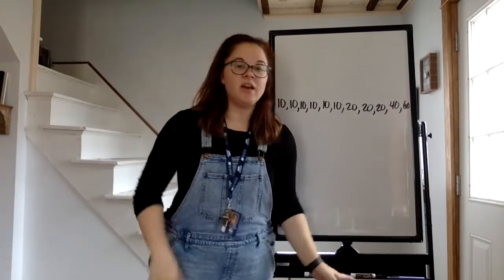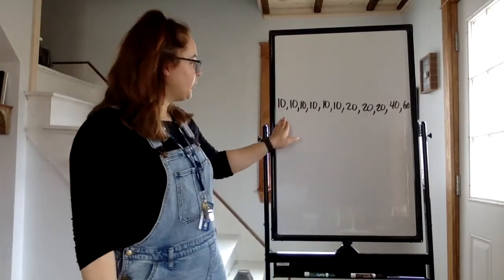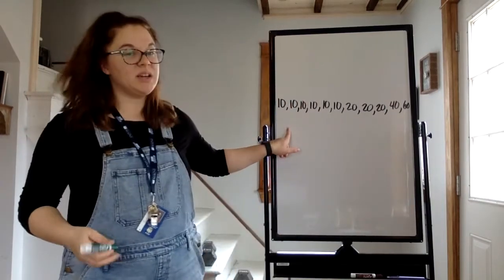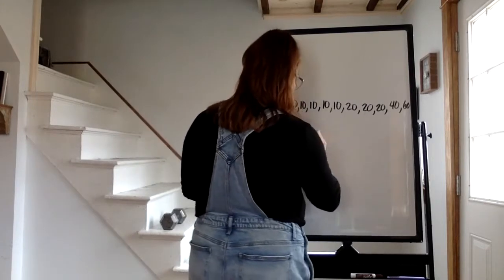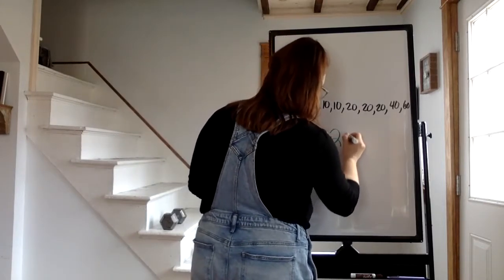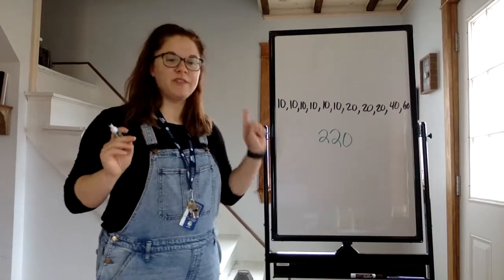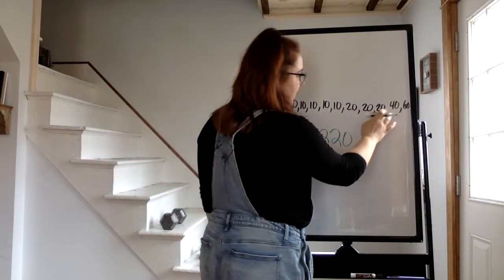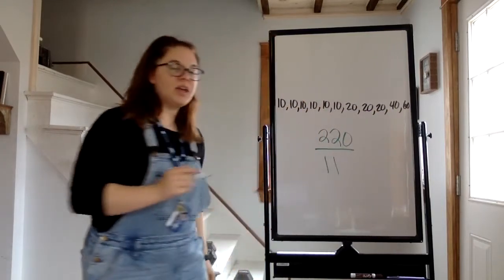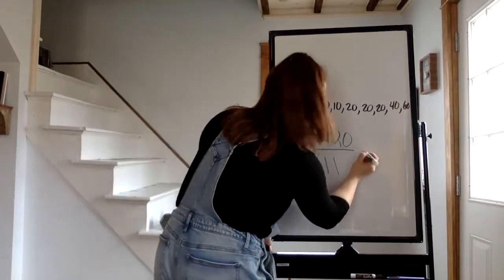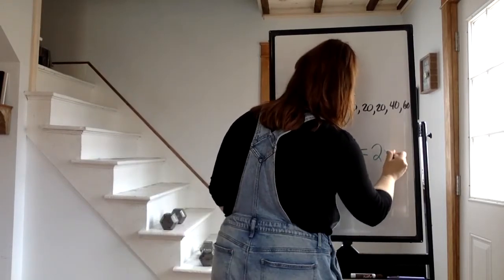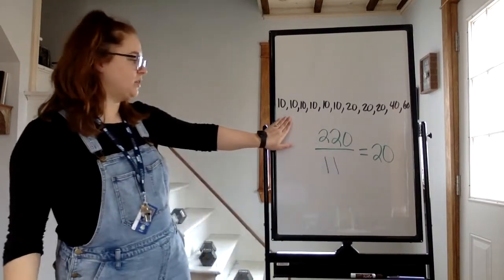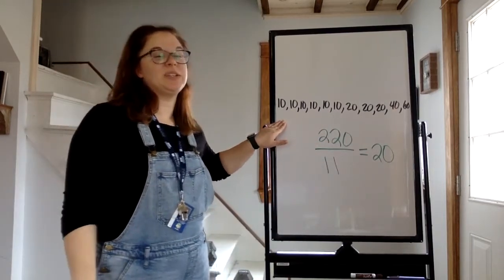To find the mean of a set of numbers, you are going to add all of the numbers up together. So the sum here is 220. And then I'm going to divide that by the number of data points I have: 1, 2, 3, 4, 5, 6, 7, 8, 9, 10, 11. So 220 divided by 11 is 20. So the average of this set of numbers, the mean for this set of numbers, is 20.